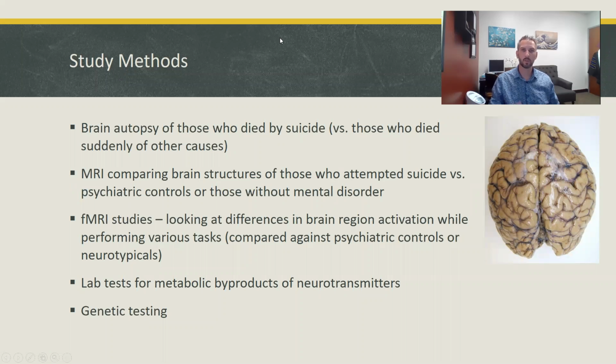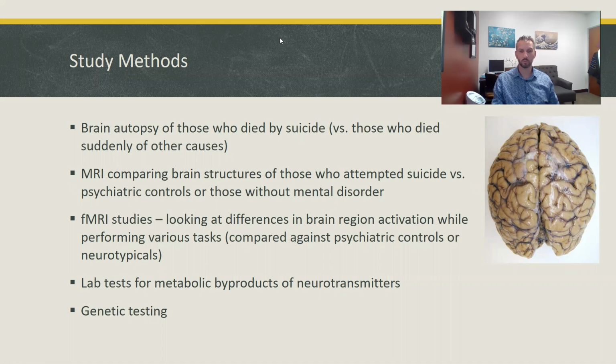Now, on this slide, I want to show you the different study methods that can get applied when we're trying to link the neurobiology and suicide. There's a few different methods that can get used, and they're used in different circumstances. So for those who have died by suicide, you can do a brain autopsy and you can compare them.